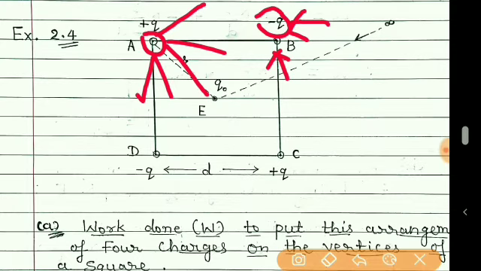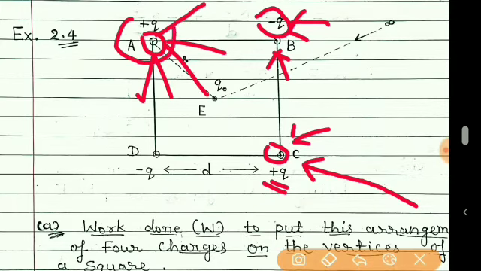Now if I bring this charged particle plus q to point C, then to bring this charged particle from infinity to this point, work is required to be done because the electric fields of both these charges, which are at point A and at point B, are present around it.